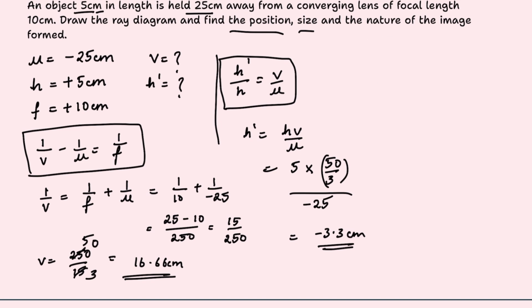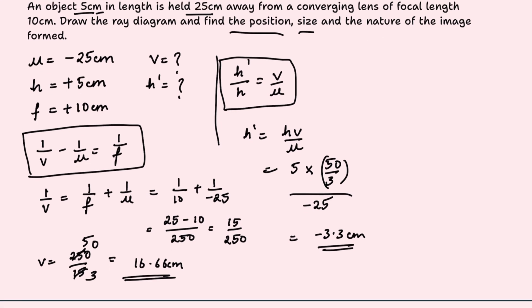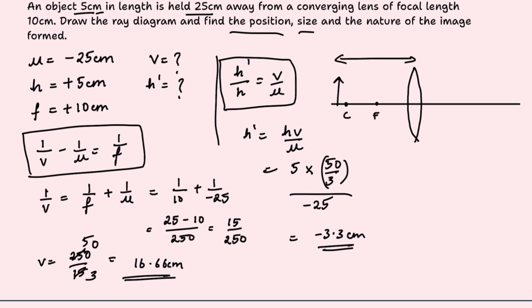Now we have to, at the end, also draw the ray diagram. So in this, the object is 25 centimeter away from the converging lens. The focal length is 10 centimeter. Okay, so this is more than double the focal length, so it is beyond C. So I'll draw the object beyond C. This distance is 25 centimeter.